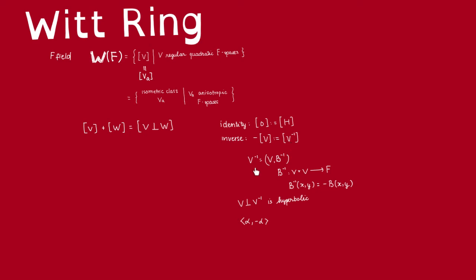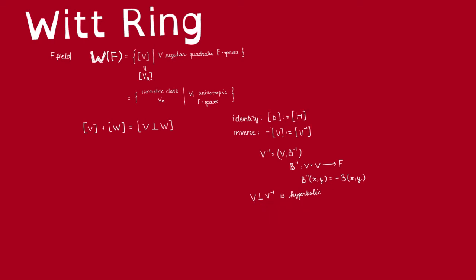So this scale space is, as a set, a quadratic module, and the underlying module is V, but the bilinear form is going to be the negative of the bilinear form on V. So the claim is, so why is this an inverse? The claim is that this is always hyperbolic.